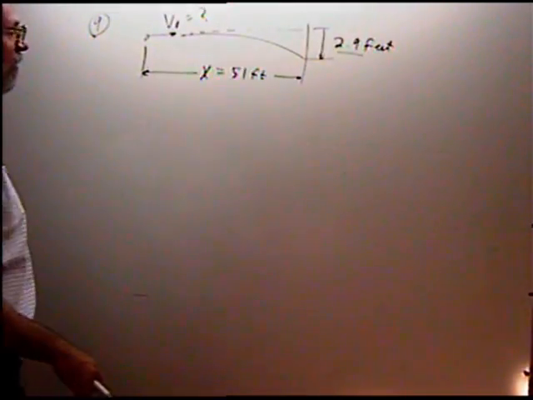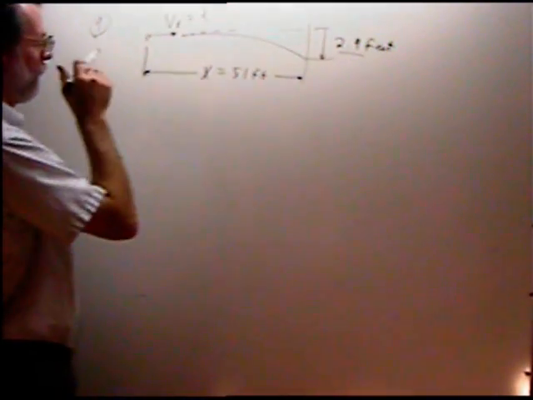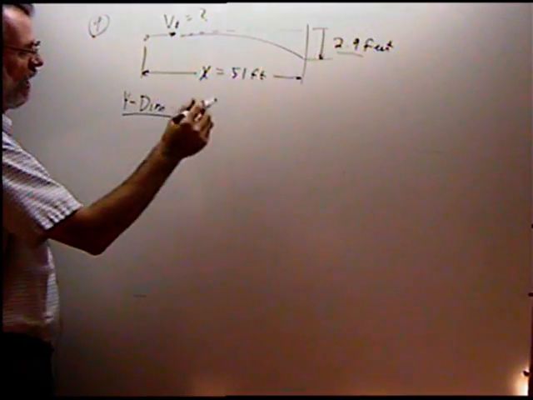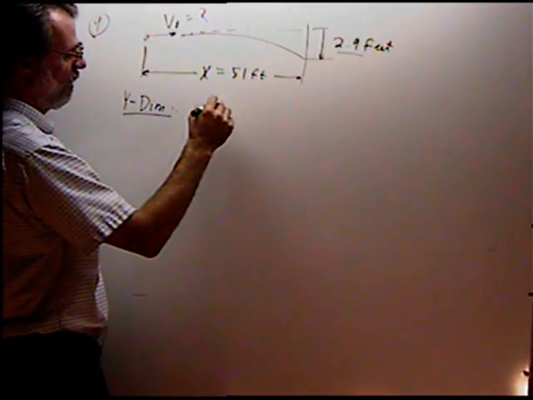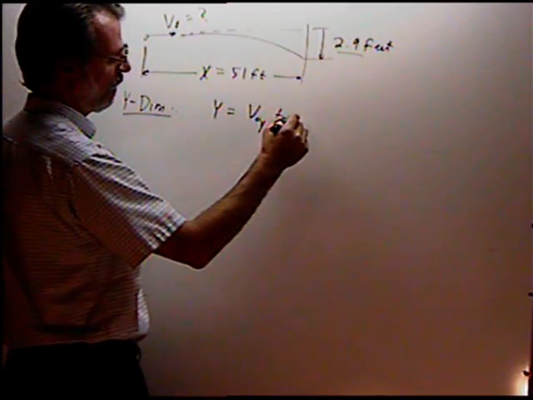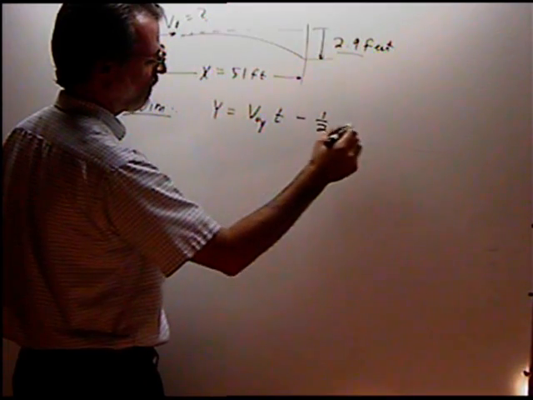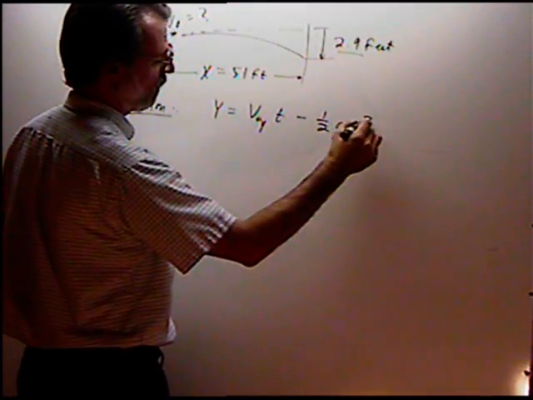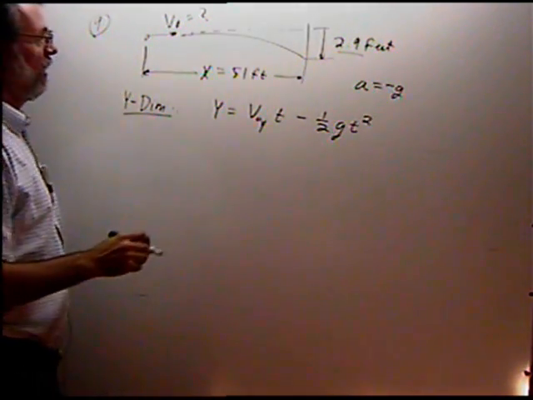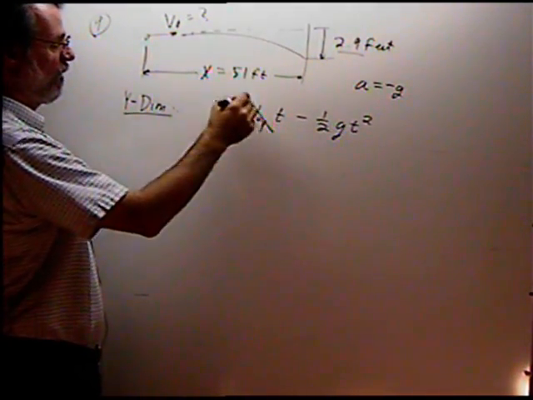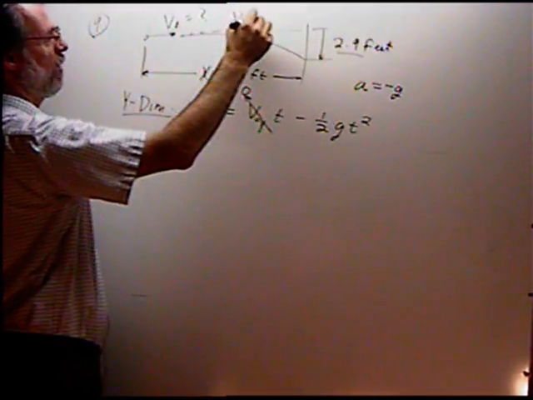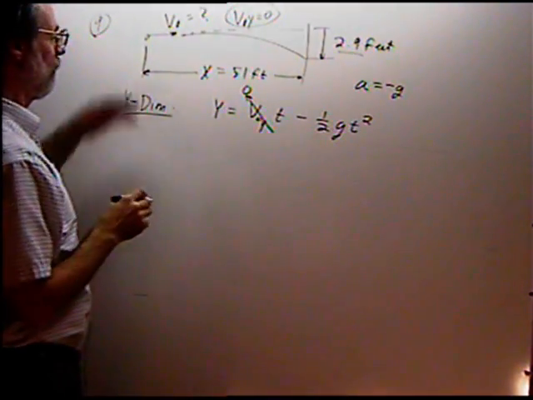Okay. What's the very first thing we need to do is to look in the y dimension, and we have that y equals the initial velocity in the y component times time minus 1/2 at squared, or gt squared. The acceleration here is minus g. The initial velocity in the y component is 0, initially.